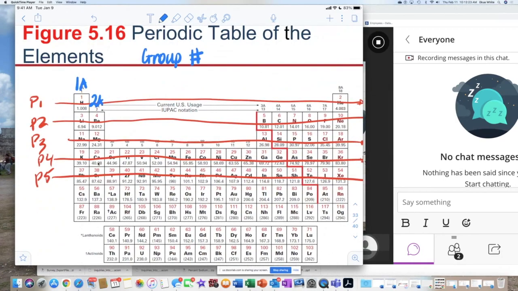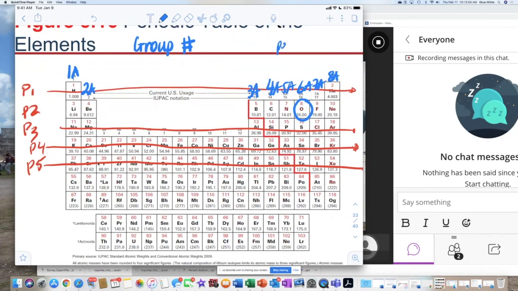It's kind of like a coordinate system: use the group number and the period number to identify the element at that intersection. So you have 1A, 2A, 3A, 4A, 5A, 6A, 7A, 8A. If I'm asking you for the period and group number where oxygen is, right there, you can see oxygen is in period 3 and then group 6A, right? So there's oxygen.